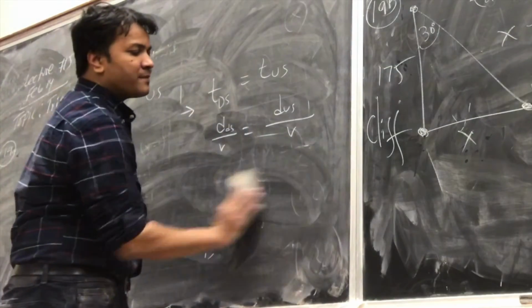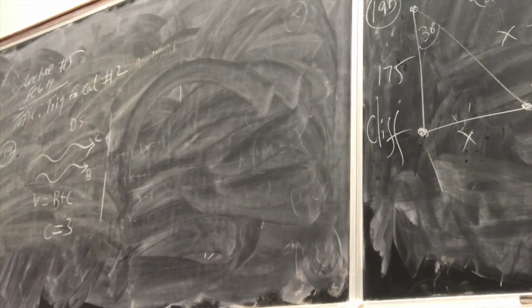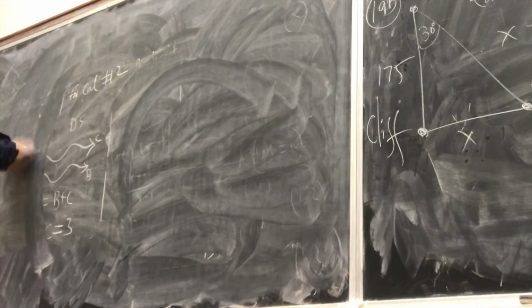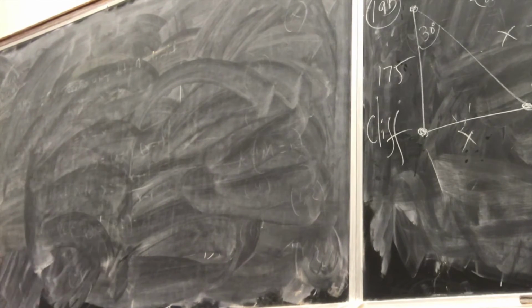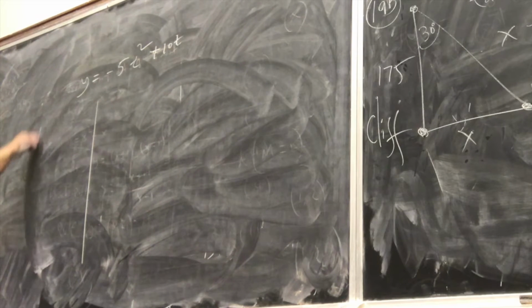Okay, the next problem, 19C. Who wants to read 19C? Suppose that the height in meters of a golf ball hit from a tee is approximated by y equals negative 5t squared plus 10t, where t is the time in seconds. Find the maximum height of the ball and the time it reaches the maximum height. Please tell me the equation again. y equals negative 5t squared plus 10t. All right, we're going to find it using the algebra and then the calculus.